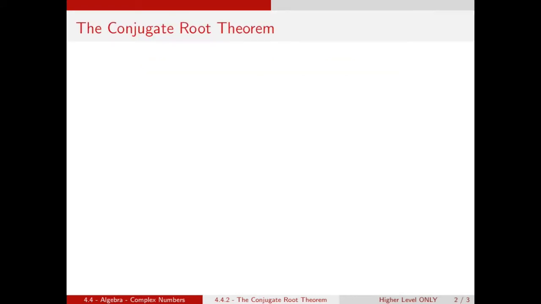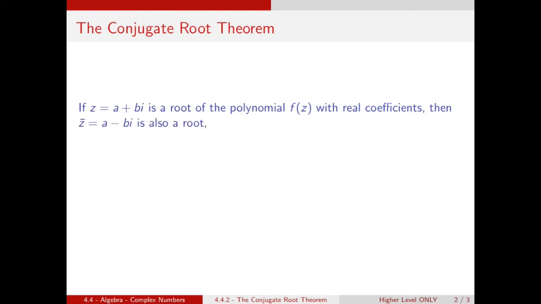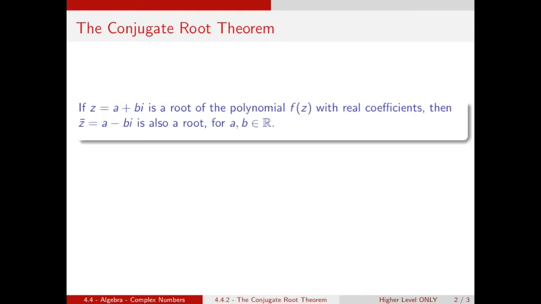So in this slide we're going to look at something called the Conjugate Root Theorem. And remember, theorem just means a rule. So this is saying if z equals a plus bi is a root of the polynomial f of z with real coefficients, then the conjugate of z, or z with a bar across it, equals a minus bi is also a root, for a and b real numbers. So remember, to find the conjugate of a complex number, you just change the sign in the middle.